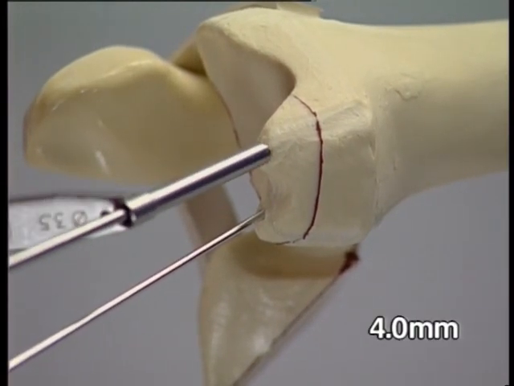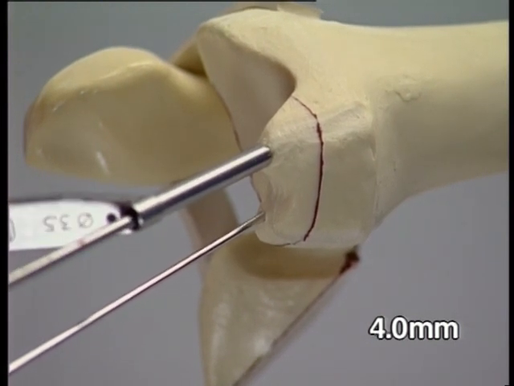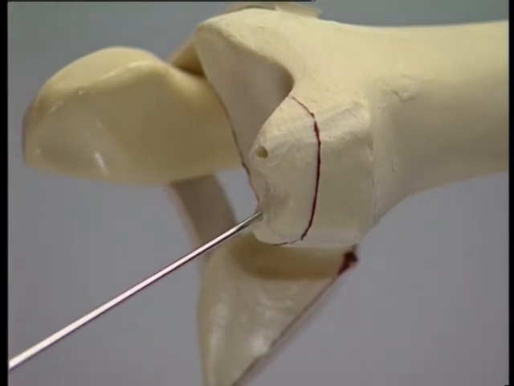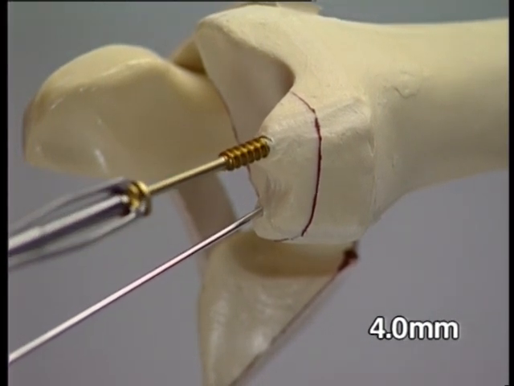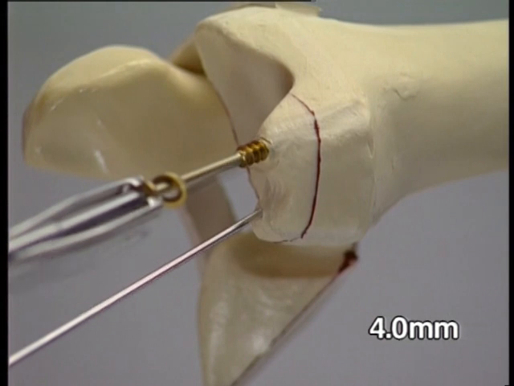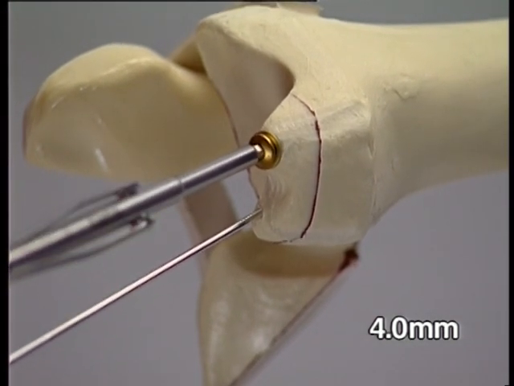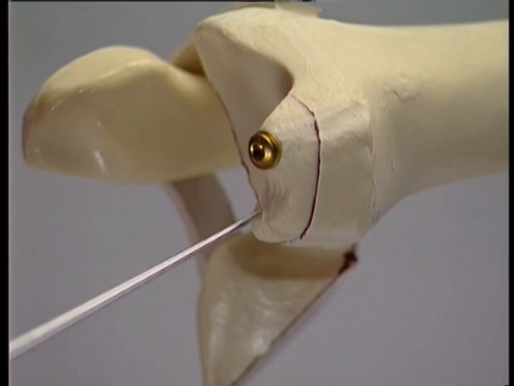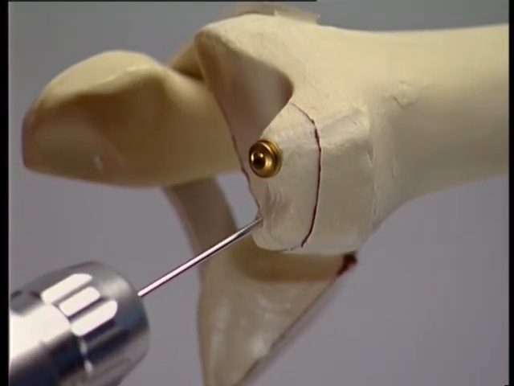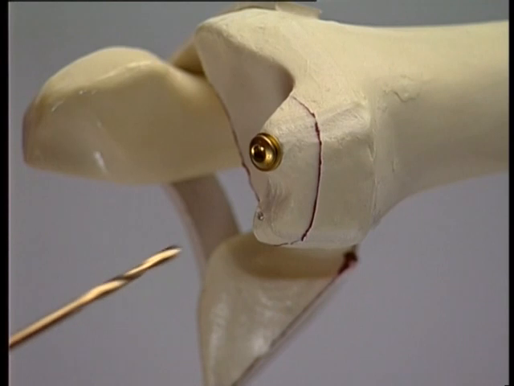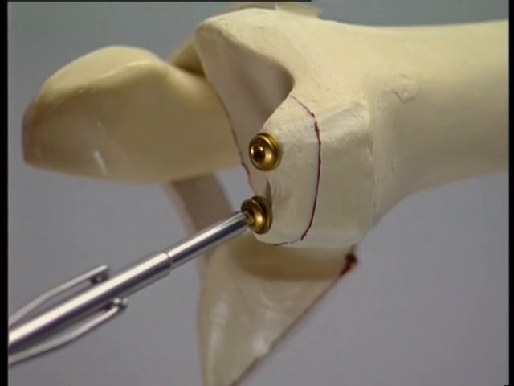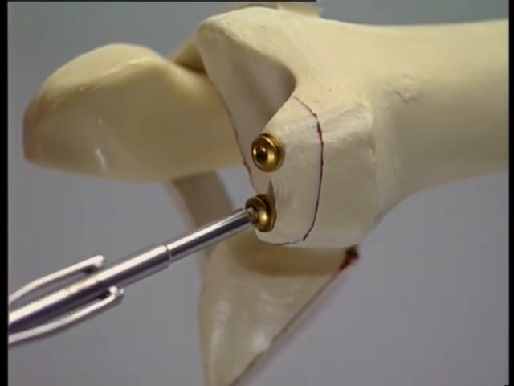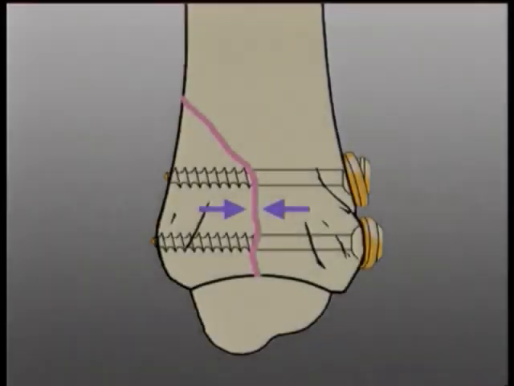The 4 millimeter cancellous tap with appropriate sleeve is used to create the threads. The 4 millimeter cancellous screw with short thread and washer is inserted to achieve interfragmentary compression. The K-wire is removed. Drilling is done with the 2.5 millimeter drill bit. The second 4 millimeter cancellous lag screw is inserted in the same manner as the first one.